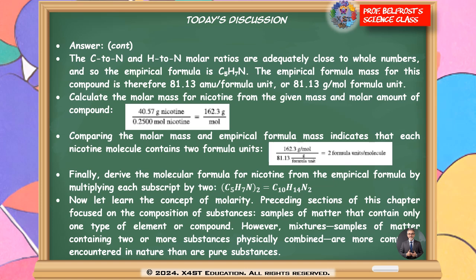So the empirical formula mass for the compound is therefore 81.13 amu per formula unit. And now let's calculate the molar mass for nicotine, and it gives us 162.3 gram per mole. By using this data, we can find out that there are 2 formula units per molecule. And finally, we can derive the molecular formula for nicotine from the empirical formula by multiplying this by 2, which gives us C10H14N2. This is the chemical formula for nicotine.